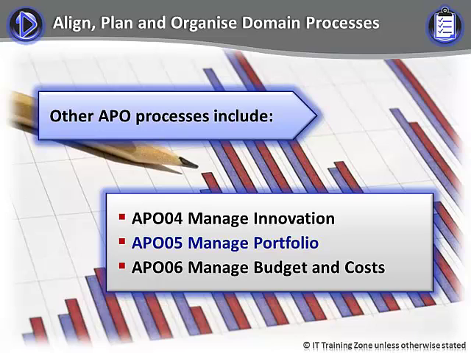Other APO processes are APO04 Manage Innovation. This is about exploiting new technology for the benefit of the enterprise, and in particular, using new technologies to develop innovative products and services. APO05 Manage Portfolio. This process is concerned with the management of a portfolio of IT services that help the enterprise to achieve its objectives. It includes identifying new services and making investment decisions. APO06 Manage Budget and Costs.